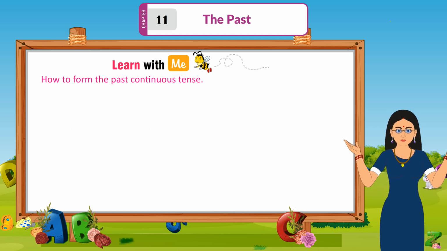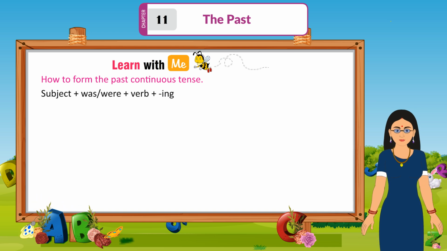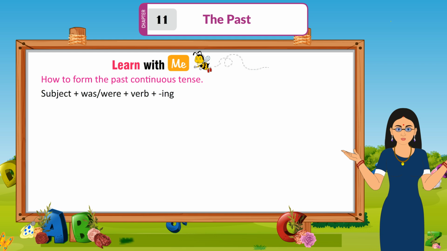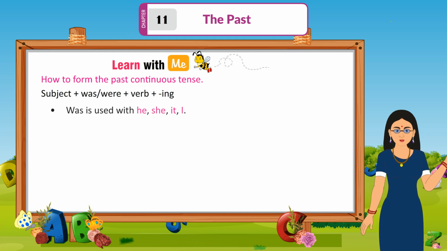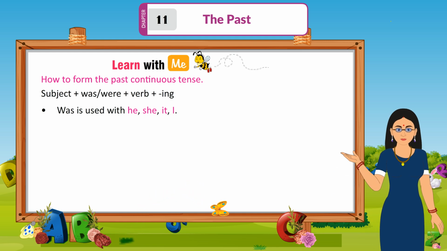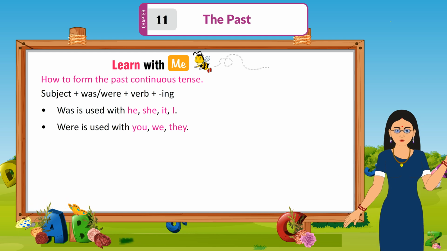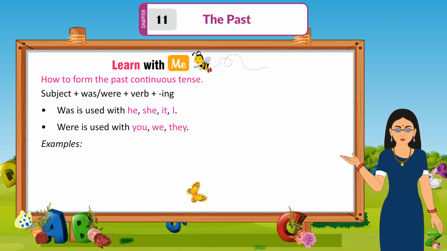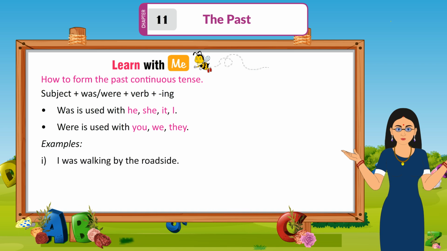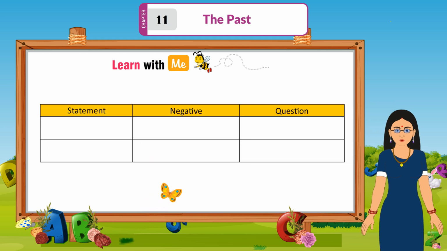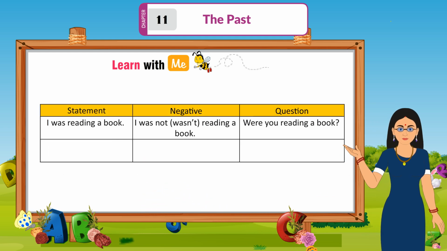How to form the past continuous tense? Subject plus was, were plus verb plus -ing. Was is used with he, she, it, I. Were is used with you, we, they. Examples: I was walking by the roadside. They were playing football.